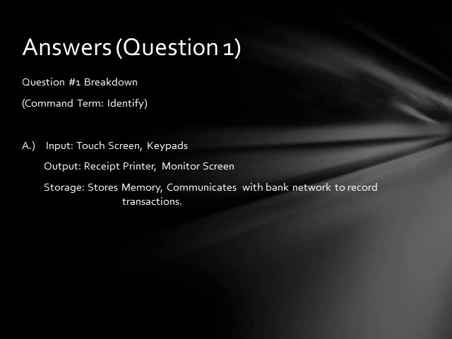This is common because most ATMs print out receipts for users to help them document their transactions and make sure they're accurate. And then for storage, the ATM stores memory on the current customer's account information. It communicates with the bank network to record the transactions and also to determine whether or not the transactions can be made depending on the balance of the account and how much money they have stored.